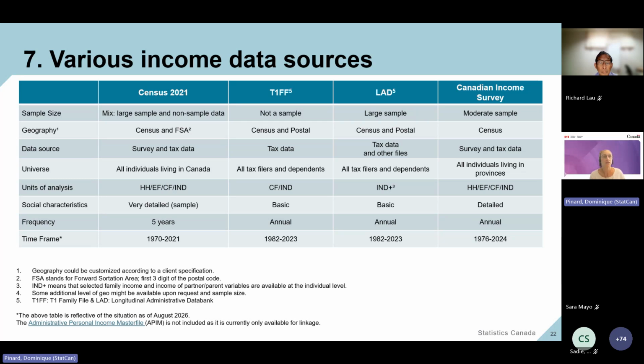The TIFF and LAD are currently available for 1982 to 2023, and the Canadian Income Survey, or CIS, was released for 2024 data in, I want to say, May 2026. Now, on this slide, there's another data source available at StatsCan that I didn't really include here, but that would be available for linkage purposes if ever this is something you want to entertain. This is the administrative personal income master file. Again, I didn't include it here because of the limited usage of that file.